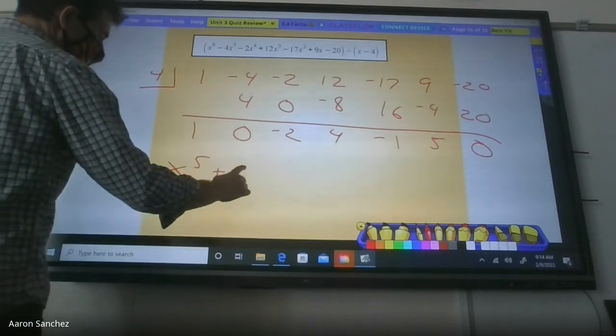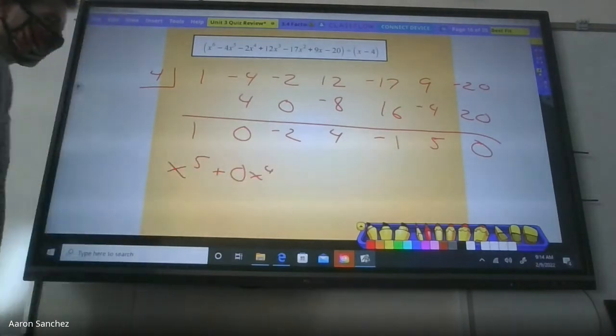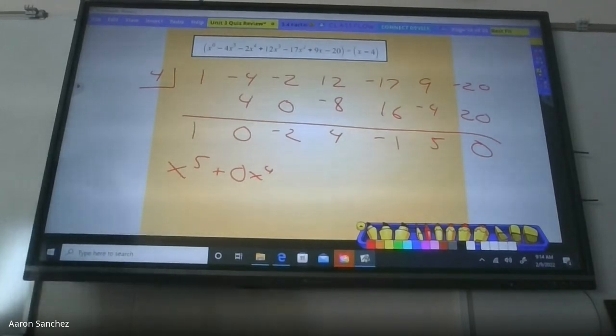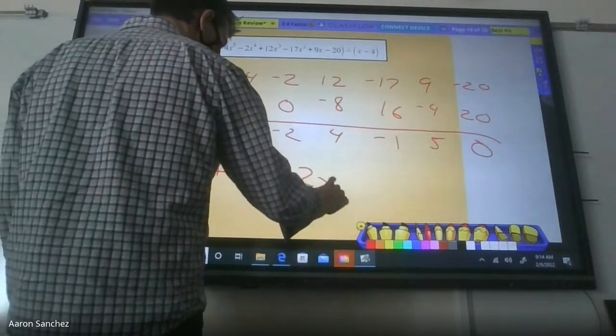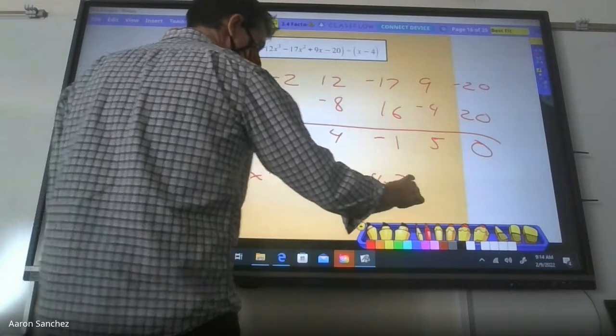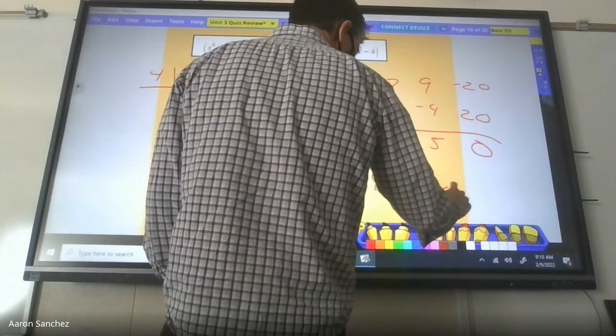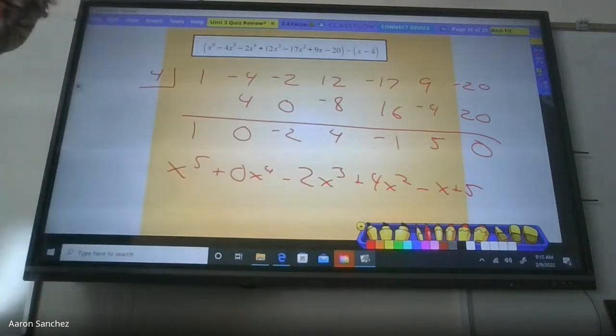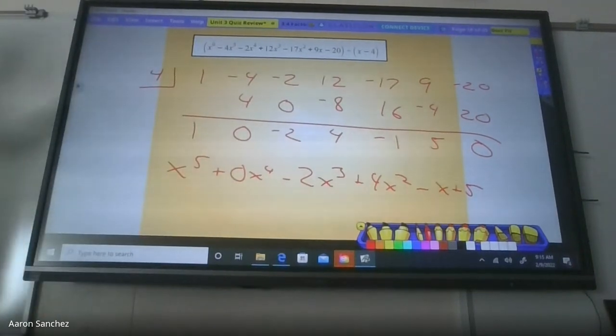Do I need to write it? You don't need to, but 0x to the 4th. So there's no x to the 4th, right? Minus what? Plus what? Minus x plus 5. So really don't need the 0x to the 4th. Who got that? Not so bad, right?